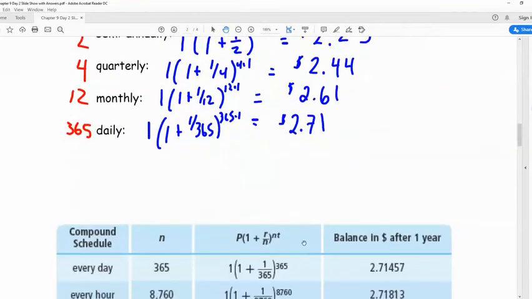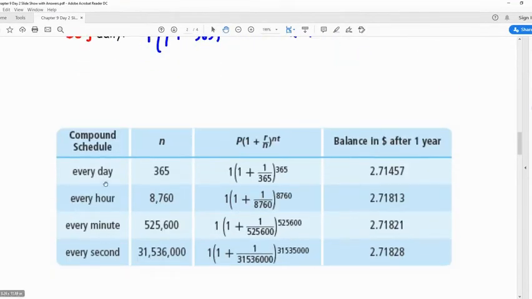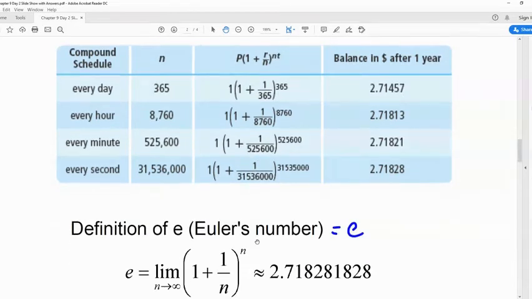Well, I have another table here that actually breaks it down after every day. What if we did it every hour, every minute, and every second? We realize there really isn't much change in the value of how much money I'm going to get when we go from hour to minute and second, even though this number gets really, really big. So it must be approaching some value.